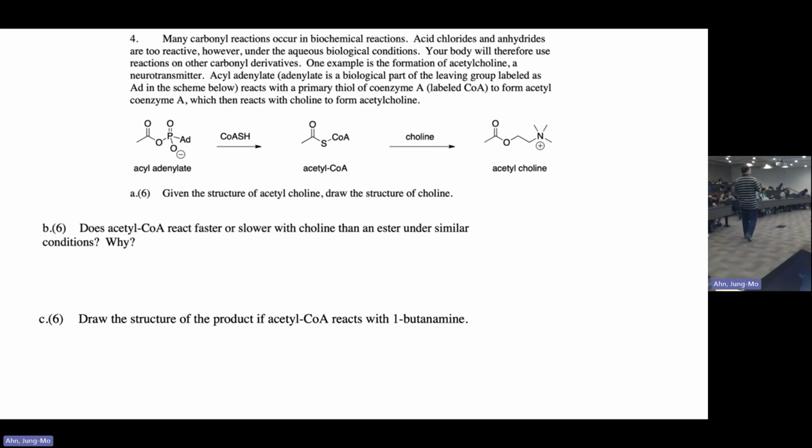The next one is asking about this molecule. It's kind of an ester, right? A phosphate ester, not the phosphate ester. This almost looks like an anhydride, right? It's that pyrophosphate. This is not phosphate. It's a carboxylic acid connected to the phosphate there.